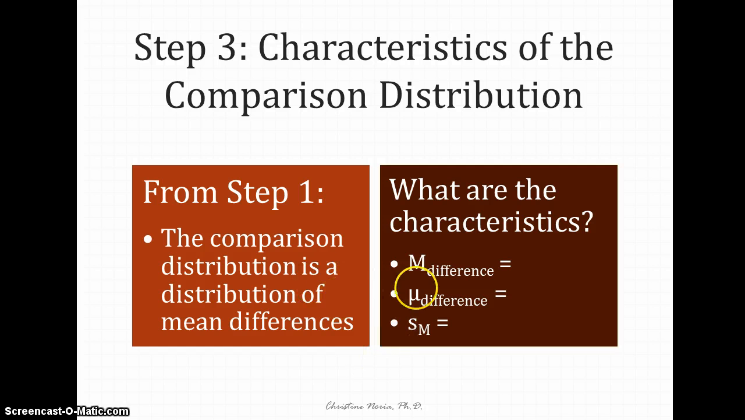And you'll notice that we now have M subdifference, a mu subdifference, which refers to the difference that we find within our own sample. And then we have a hypothesized mu subdifference. And we also have an estimated standard error, because again, we're still working with a t-test, and our population standard deviation is unknown, and we need to estimate it based on our sample information.